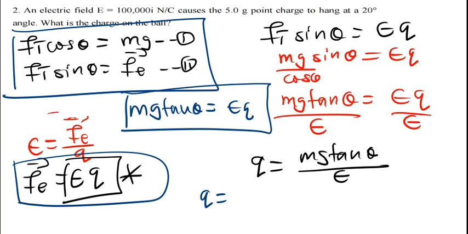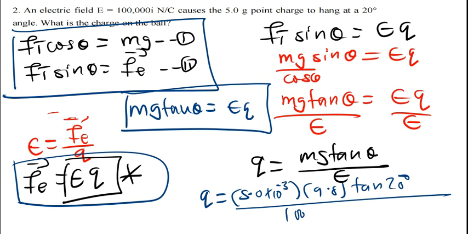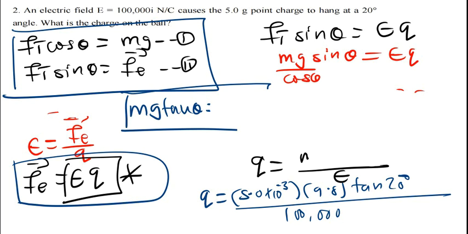So in this case, let's go ahead and see what our charge is going to be. The mass is 5, and we convert it to kilograms by dividing by 1000, or just say 5.0 times 10 to the power negative 3, then times 9.8 times tan 20 degrees divided by 100,000. What is our Q? So our charge will be equal to, if I get my calculator, 5.0 times 10 to the power negative 3 times 9.8 times tan 20, the answer is divided by 100,000.